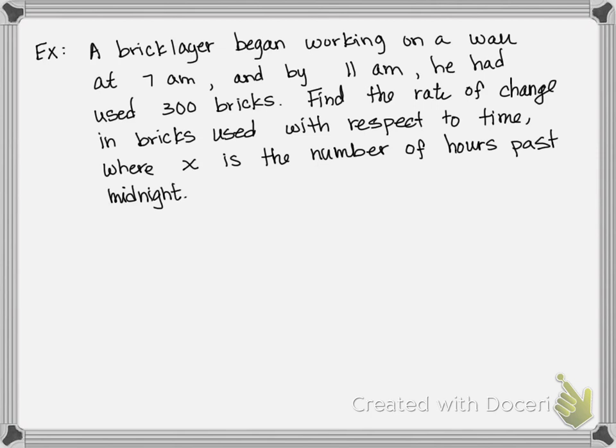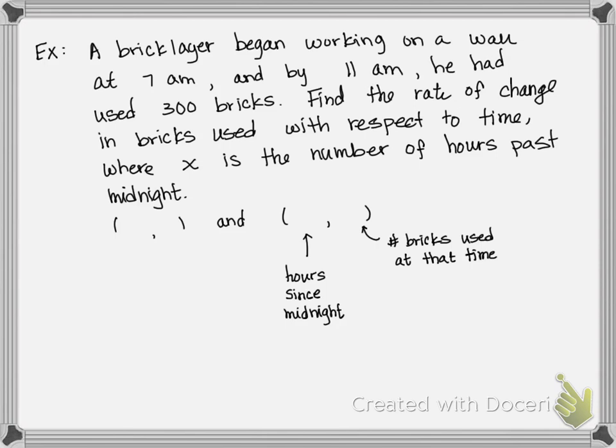So we're just saying we're starting our day at 12 a.m. as we normally would. So at 7 a.m., that's an X value of 7. Our times are 7 and 11. How many bricks has he used at 7 a.m.? 0, good. And then how many bricks has he used at 11? Good. So now we've got our 2 points.